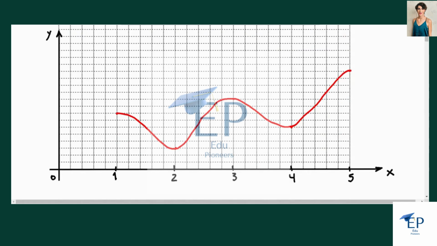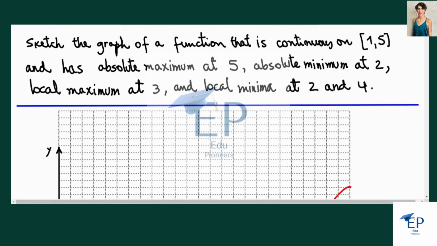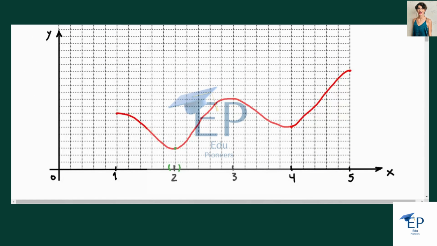So we have this graph, and as we can see on this graph, we have a local minimum at 2. This is the lowest point in the graph when we look close to the number 2. But it's also the absolute minimum, because if we look at the whole graph, this is the lowest point. So at 2 we have a local minimum and an absolute minimum.